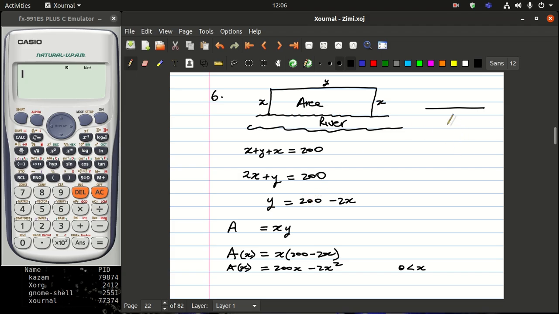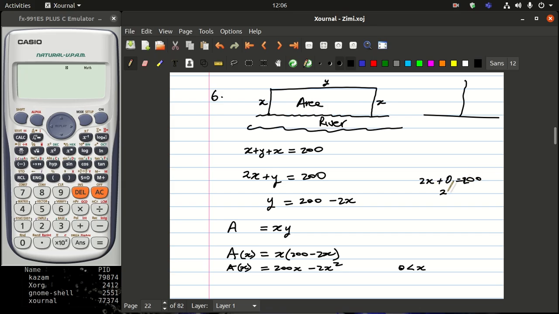And if, let's say, we have y equal to 0 here, we will end up having a river on this side and a fence only on that side. But because we have these 2 sides, we will end up having 2x plus y equal to 200, and if y is equal to 0, then this is 200.